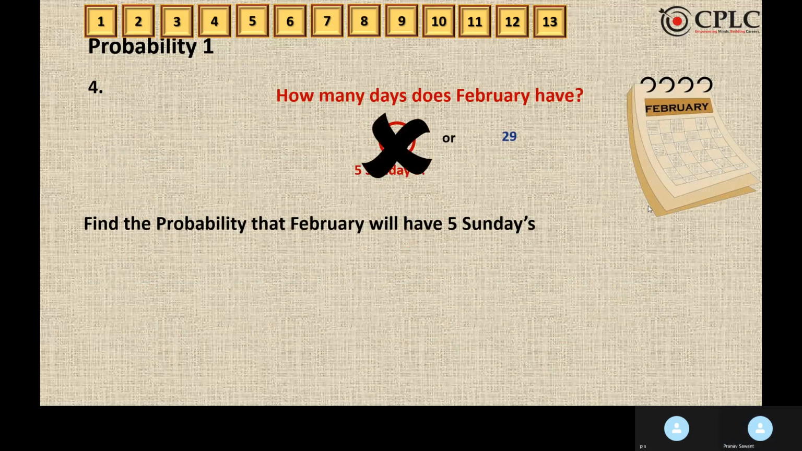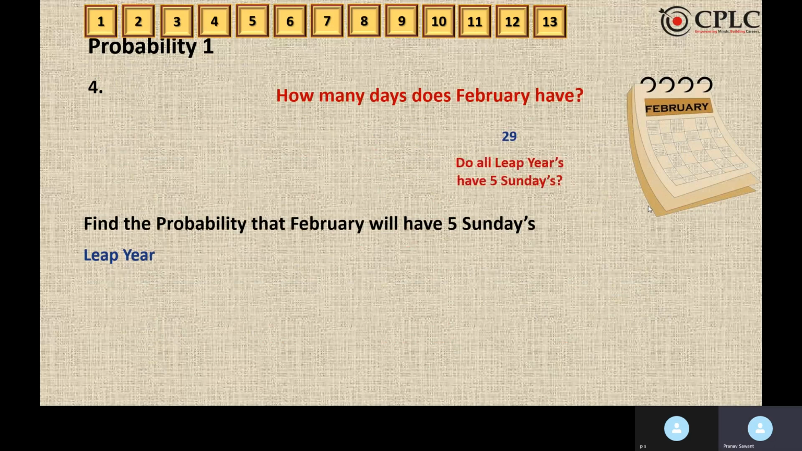Now, in 28 days, 5 Sundays won't be possible. So 29 is the only possibility where we'll have 5 Sundays. But we don't know whether all the leap years have 5 Sundays or not. So 29 is going to be a leap year. So what we have to find is the probability that it's a leap year and 1st of Feb is a Sunday.